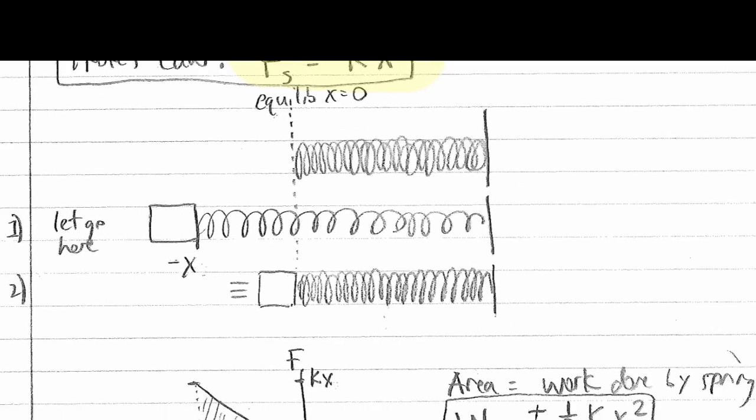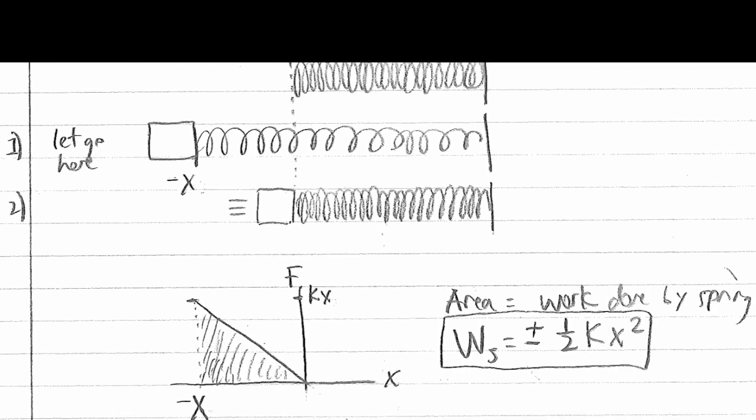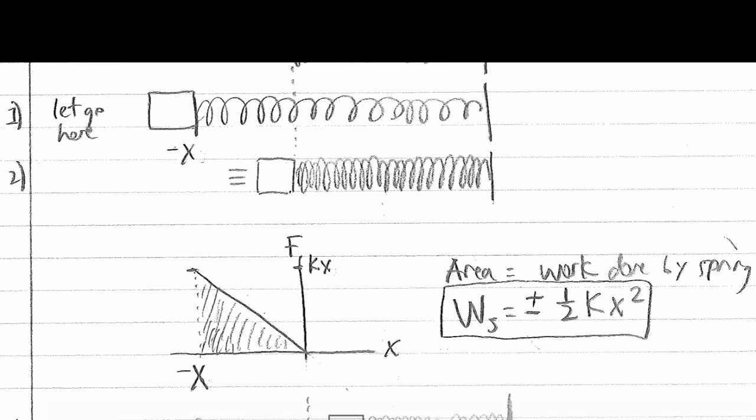So let's figure out what the work done by the spring is. And notice that we don't want the work done on the spring. We want to figure out the work done by the spring. So here's how we do this. Well, we start this off right up here. This value right here is kx.